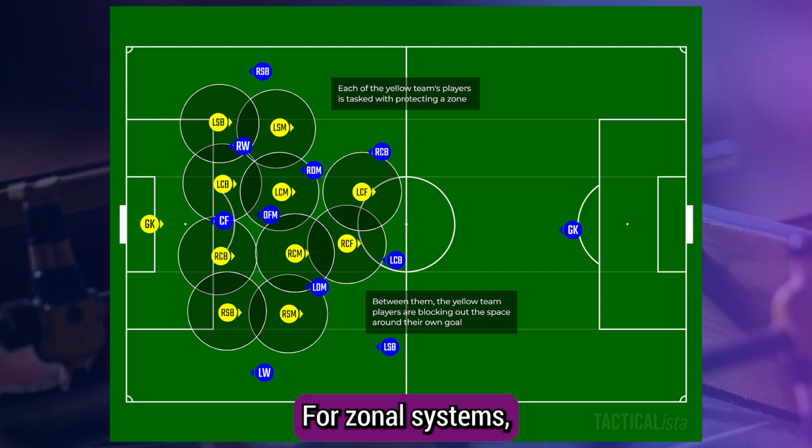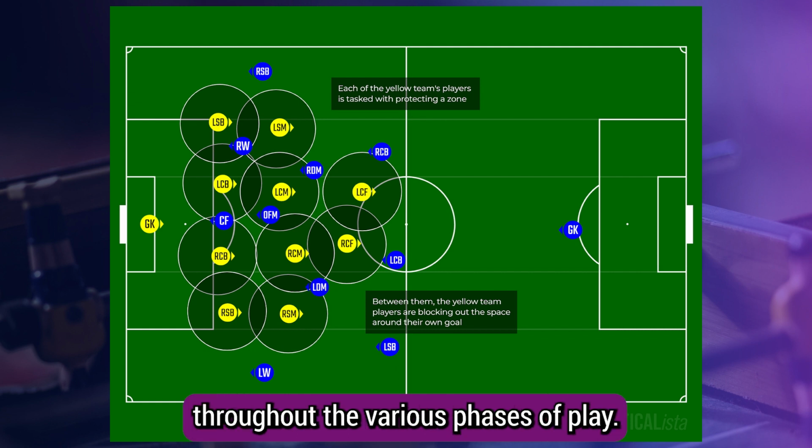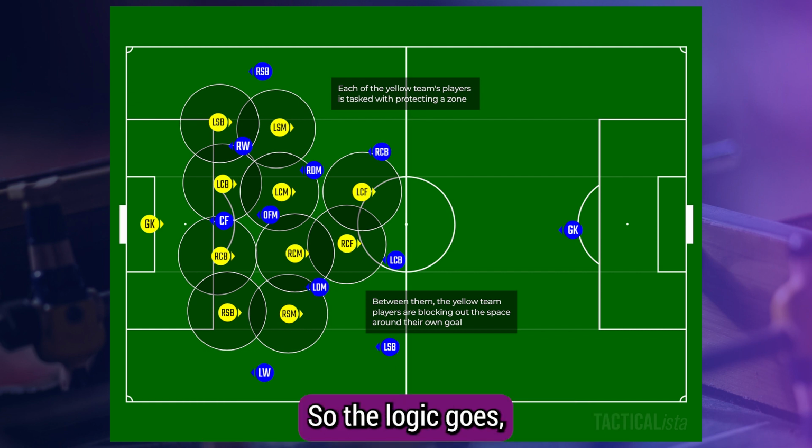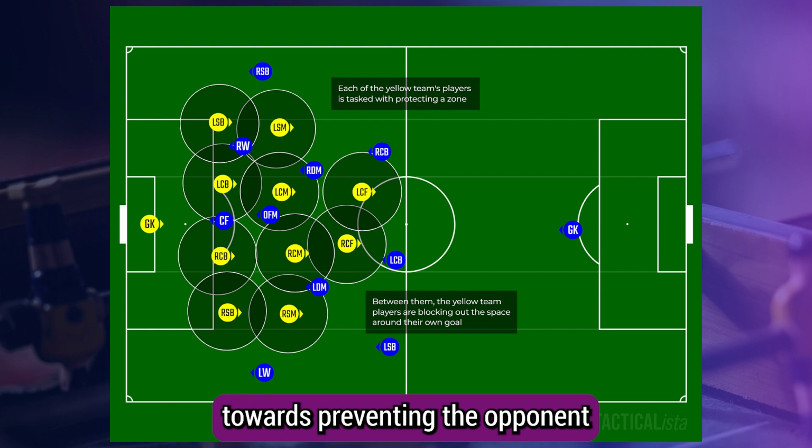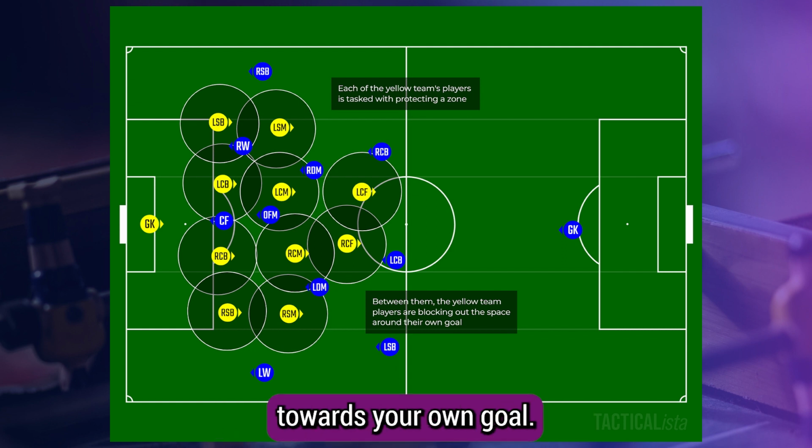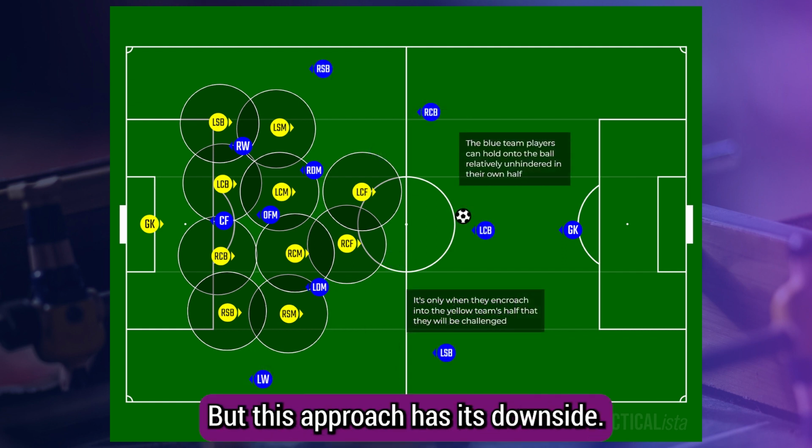For zonal systems, the conceit is that structure is paramount. If you can retain structure throughout the various phases of play, so the logic goes, then you go a long way towards preventing the opponent from making inroads toward your own goal. But this approach has its downside.